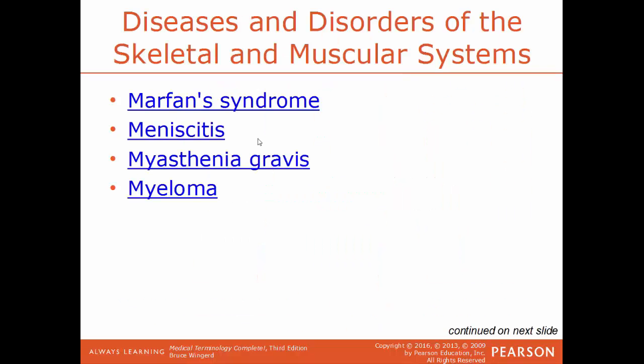Next one, Marfan Syndrome. This is a condition that is caused by a genetic disorder that affects the connective tissue of the body. Now, because the connective tissue is so widespread throughout the body, and there's such a variety of connective tissue, there are multiple types of symptoms.